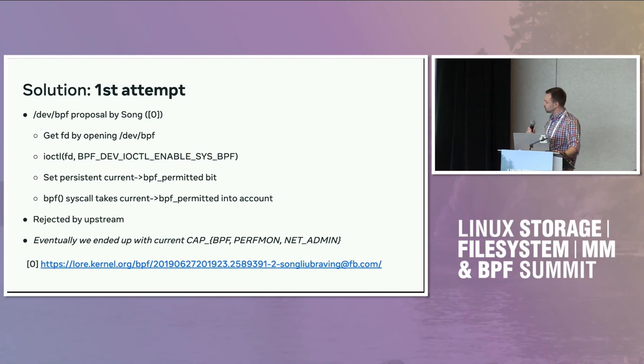If your process was allowed to open this file and get its file descriptor, you could use some special ioctl to set a persistent bit on the current task, on the current thread, which would say that all subsequent BPF syscalls, until you disable this, obviously, are allowed to do BPF, right? So we would set a BPF permitted Boolean flag on the current task. And then if you do subsequent BPF syscalls, no matter what the command, I think the internal BPF code would check if this bit is set. And if yes, then we would just allow performing the BPF operation regardless of the capabilities, root permissions, and stuff like this.